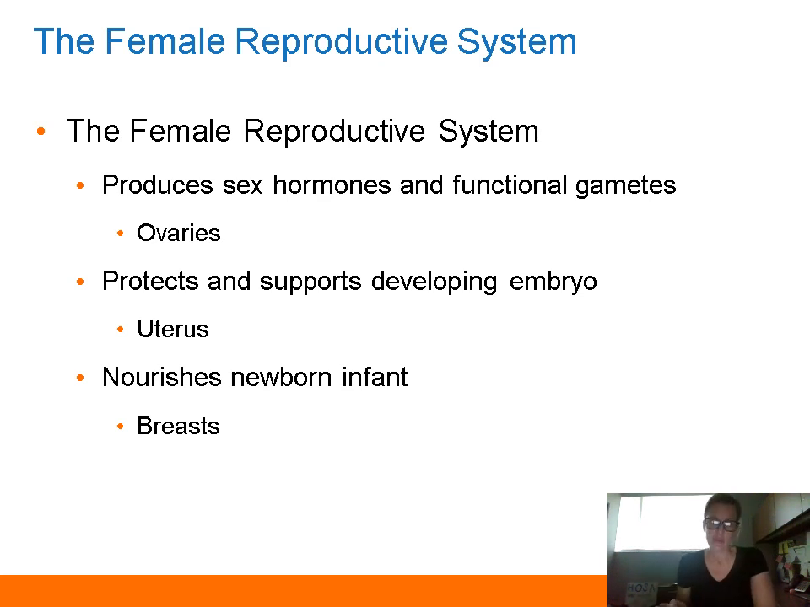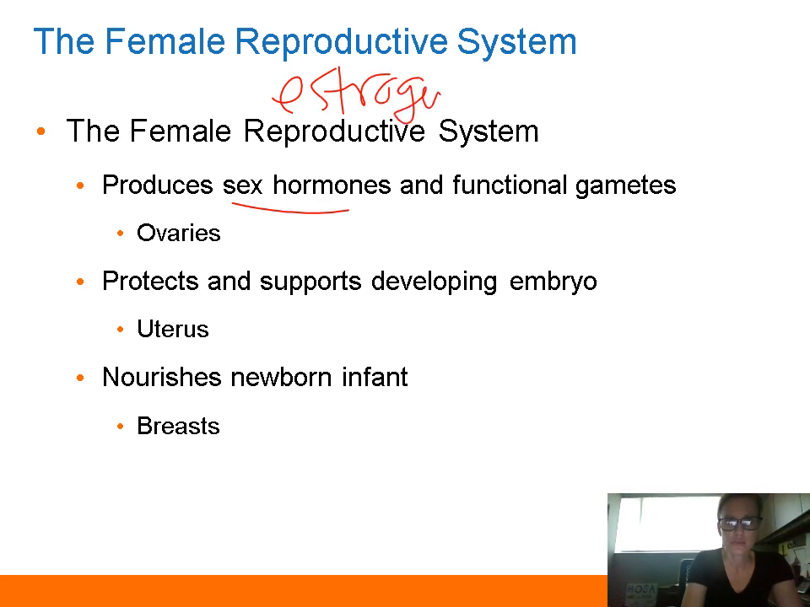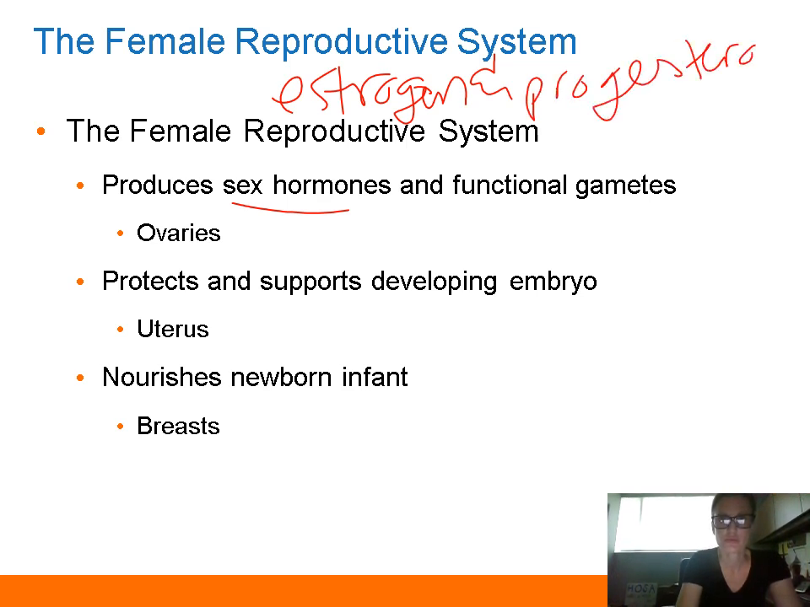The functions of the female reproductive system are, one, to produce the female sex hormones. This includes estrogens and progesterones. And these are the hormones that are responsible for maintaining the function of the female reproductive system, as well as creating and supporting all of the secondary sex characteristics of a female.